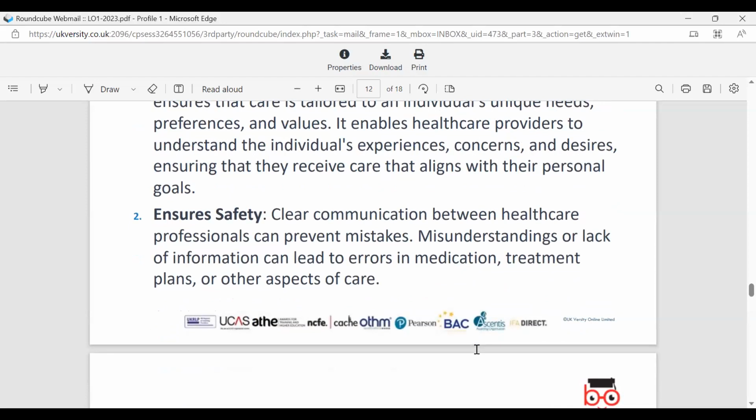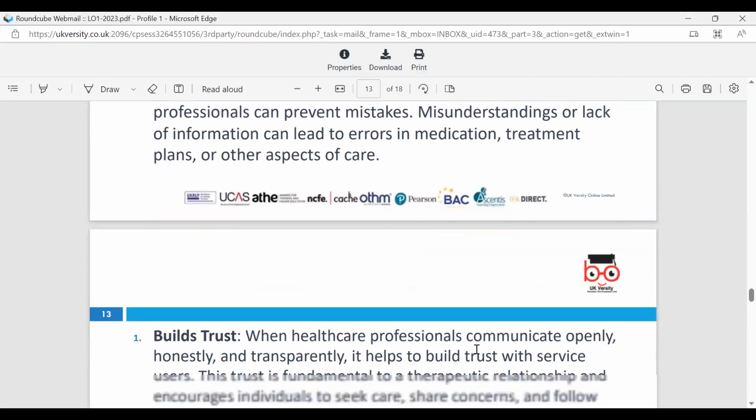Misunderstandings or lack of information can lead to errors in medication, like we said, treatment plans or any other aspects. So good communication is really important in health and care professions in case you make mistakes. And also, if you make a mistake, there's always going to be a case for negligence. You need to make sure that the person you are looking after is getting the medication at the right time and is getting the right medication, so there's no allergies or anything against that.